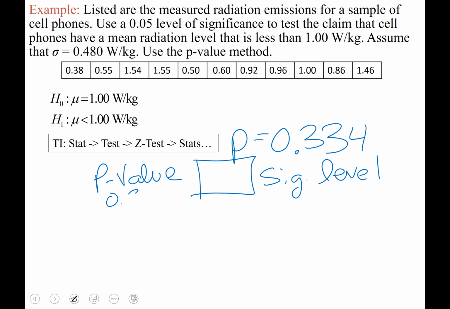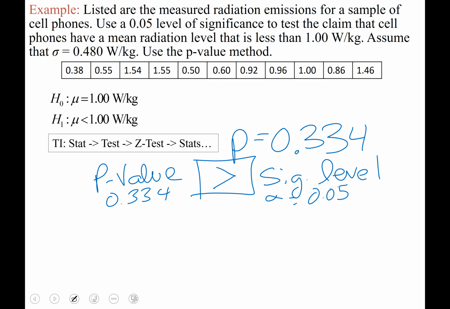Okay, so what we do now is we take the p-value and we compare it to the significance level. P-value is 0.334. Significance level is 0.05, and so our p-value is higher than our alpha. So the little rhyme goes, P is high, the null will fly, and if the null will fly, there's no need to reject it. So we would fail to reject the null hypothesis.